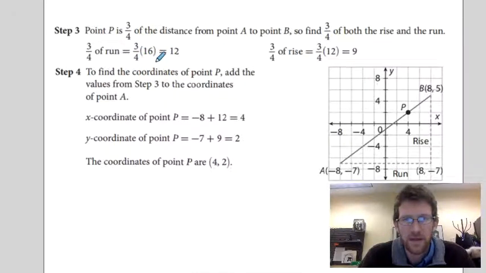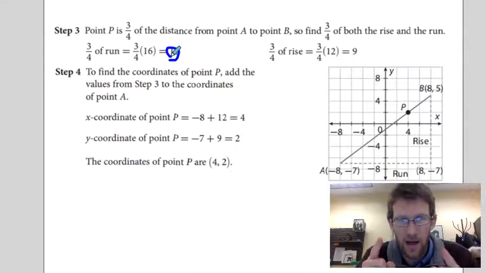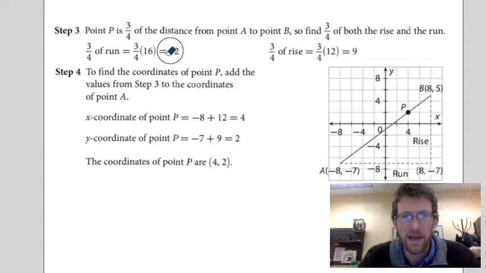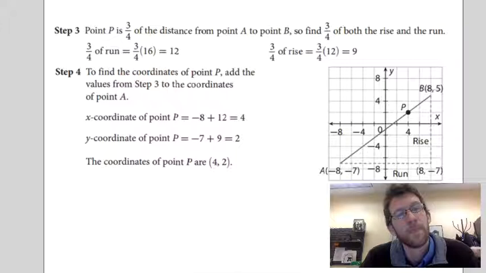3/4 of 16 is 12 and 3/4 of 12 is 9. So this isn't our point. Keep in mind, this is not our coordinate. This is simply how far from point A we're going to put point P. So we're going to go 3/4 of the distance from point A, and we'll put point P.